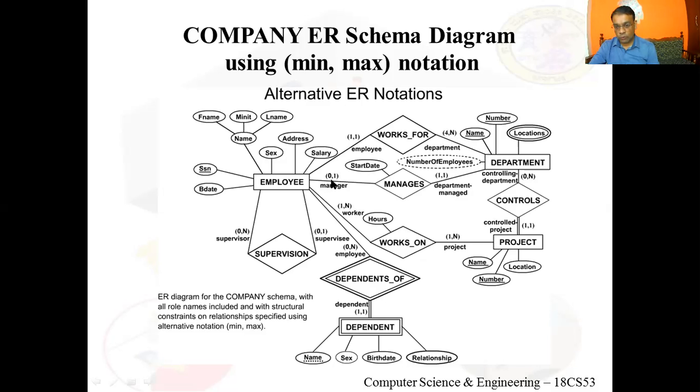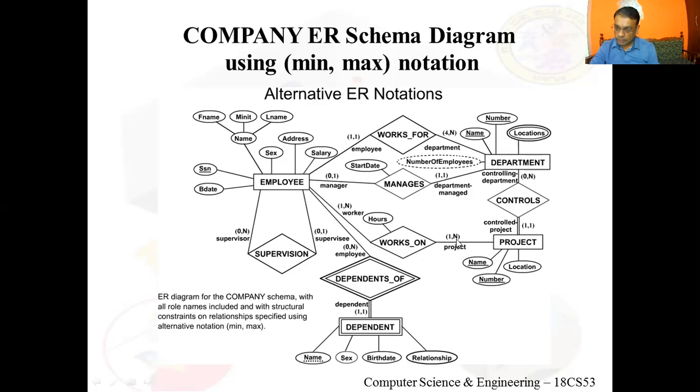See this side, 0. Minimum is 0. Why 0? Because not all the employees are managing the department. That's why it is 0. Maximum 1. This side, minimum is 1, maximum is 1. We can't denote 0 here for minimum because if the department exists, then it needs to be managed. That's why it is 1:1. Now, one employee works on one project. Minimum is 1. If an employee exists, he has to work on some project.